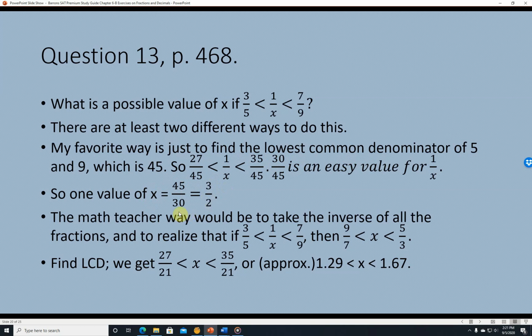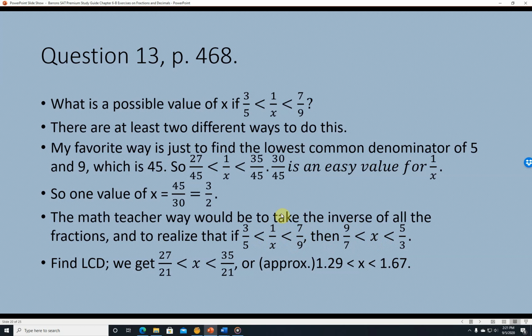So the math teacher way to do this would be to take the inverse of all the fractions and then realize that if 3/5 is less than 1 over x is less than 7 over 9, when we're flipping it, you have to change the order. Because if 7 over 9 is greater than 3 over 5, which it is, then 9 over 7 has to be less than 5 over 3, and x is still going to be in the middle, just like 1 over x was still in the middle.